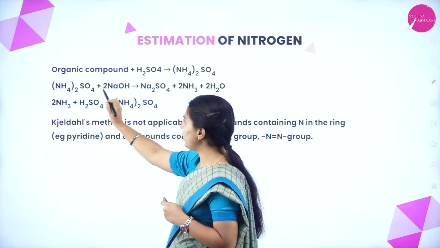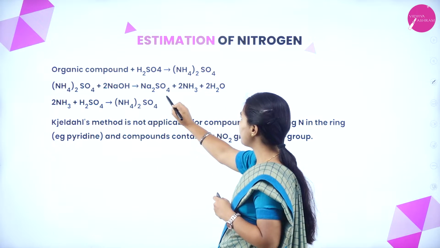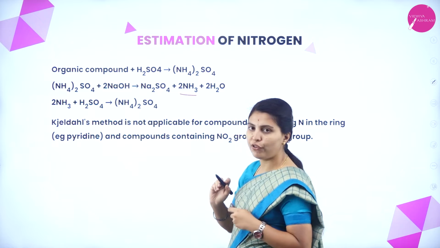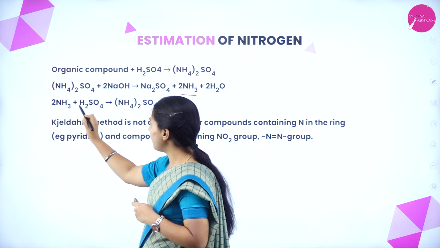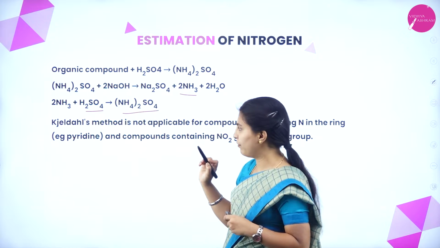This ammonium sulfate was treated with sodium hydroxide, which is an alkali or base. It gives sodium sulfate plus ammonia. This is very much important, and liberation of water molecule. When ammonia is treated with unused acid again, that gives ammonium sulfate.